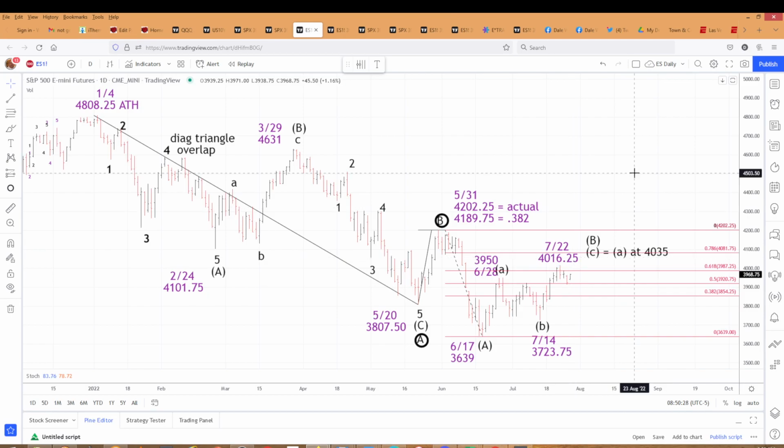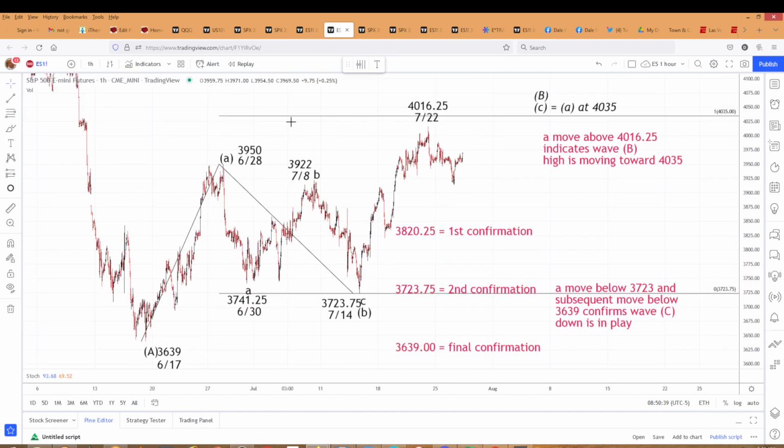Remember, in the cash it was 40.31. And then that should lead to a C wave down. So again, we'll look at things from a closer perspective on the wave A low. Should be on an hourly bar. There we go. There's that A up. There's that B down. C equals A at 40.35. The high so far is 40.16.